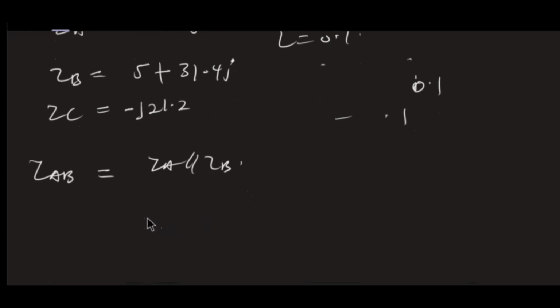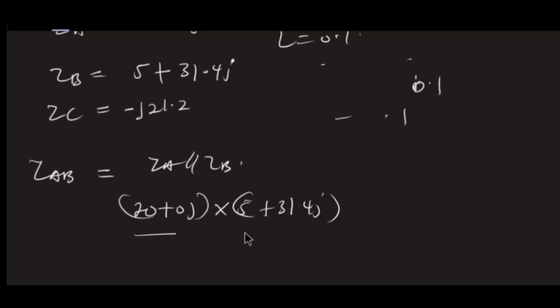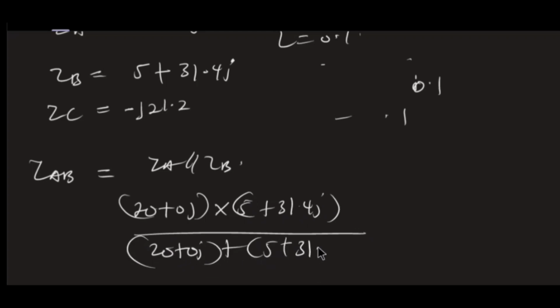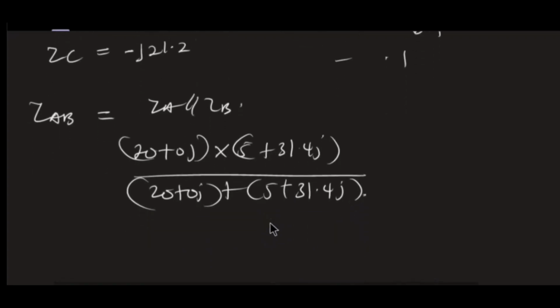Hence I'm going to have my ZA, 20 plus 0J, times 5 plus 31.4J, all over 20 plus 0J plus 5 plus 31.4J. Setting your calculator on the complex mode, you are expected to find ZAB from this expression to be equal to 13.78 plus J7.8 ohms.